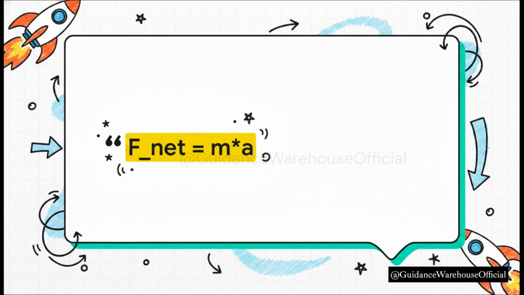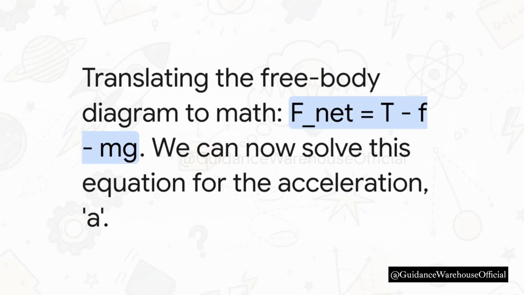As you can see, this simple, powerful equation, F net equals m times a, is the key to unlocking the whole problem. So what we do now is basically turn that picture, our free body diagram, into a mathematical equation. We'll decide that the up direction is positive. That means our net force is the upward thrust minus the downward air resistance and also minus the downward weight. Our diagram leads us directly to the equation you see right here, T minus F minus mg all equals ma.